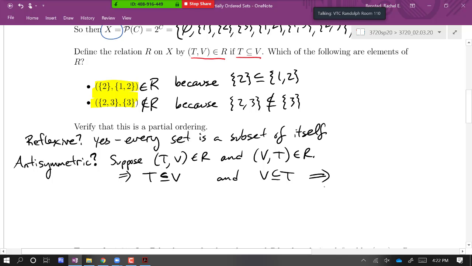Yeah, that's the definition of what two sets being equal means that we use if we're going to show two sets are equal. If each set contains the other, they're the same. So we started out saying, suppose I have an instance of symmetry. Suppose T is related to V and V is related to T. Like, I can reverse it. Must be they were the same set to begin with. So that's what it means to be anti-symmetric.